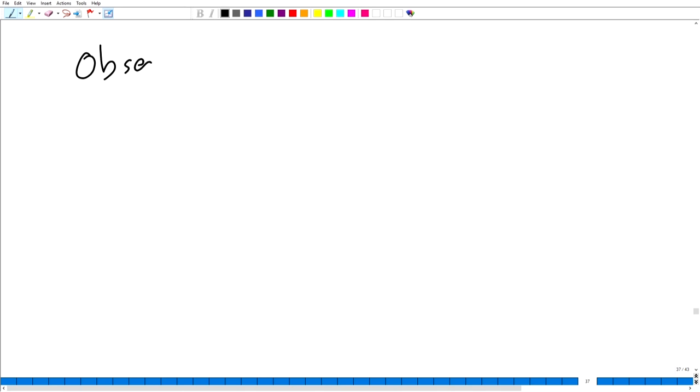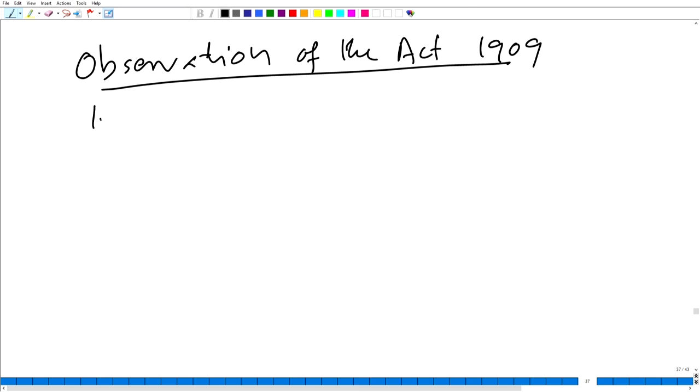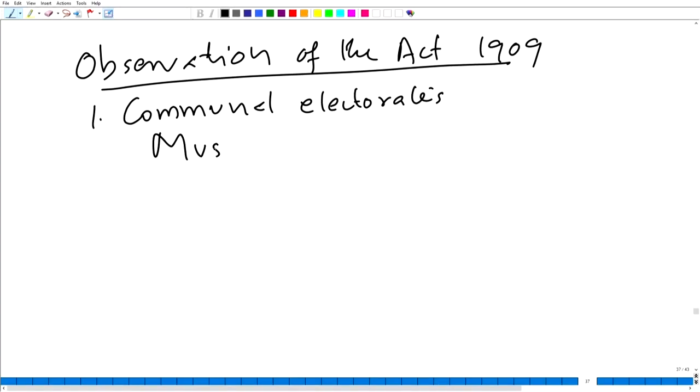Observation of the Act of 1909. Introduction of communal or separate electorates for Muslims. How did it affect the Indians? Since the reservation was only given to Muslims, no other community was given reservation in the Imperial Legislative Council or in the Provincial Legislative Council through the Government of India Act. Only Muslims were given reservation through the Government of India Act 1909.